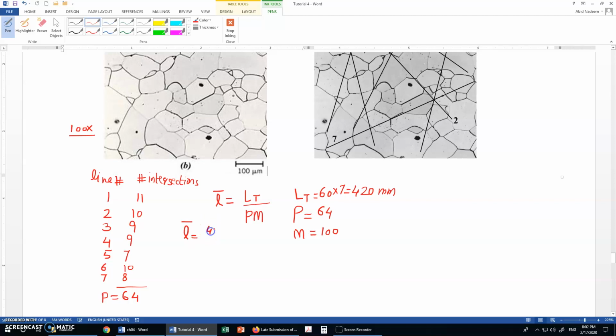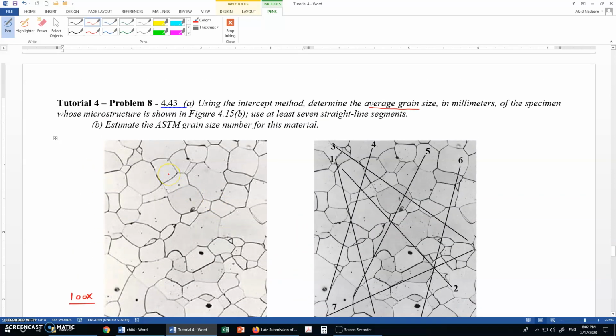So 420 divided by 64 multiplied by 100. You will get a value of about 0.066 millimeter, because the other terms are unitless, so the unit is millimeter. So the average grain size will be about 0.066 millimeter.